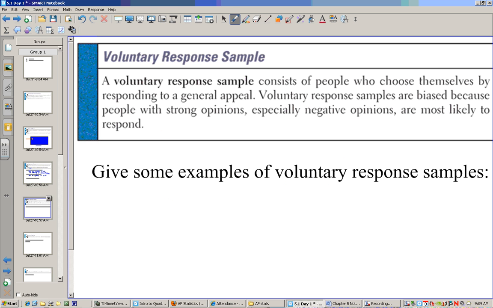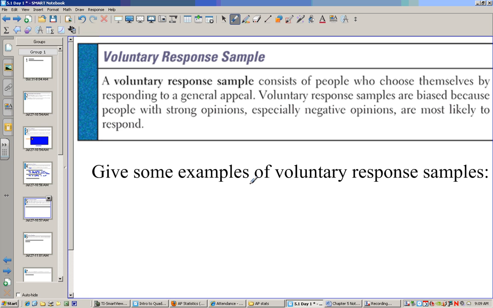Voluntary response sample. A voluntary response sample consists of people who choose themselves by responding to a general appeal. Voluntary response samples are biased because people with strong opinions, especially negative opinions, are most likely to respond.